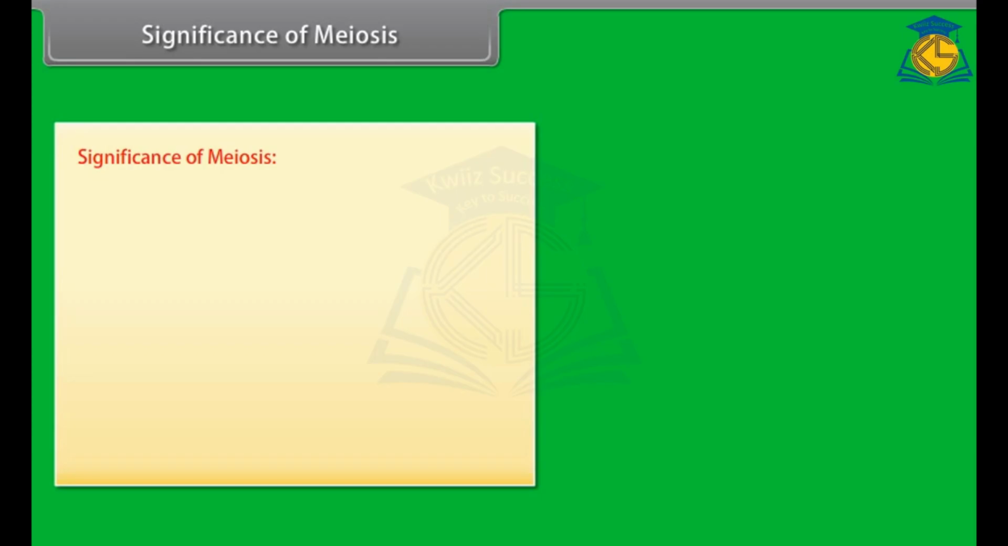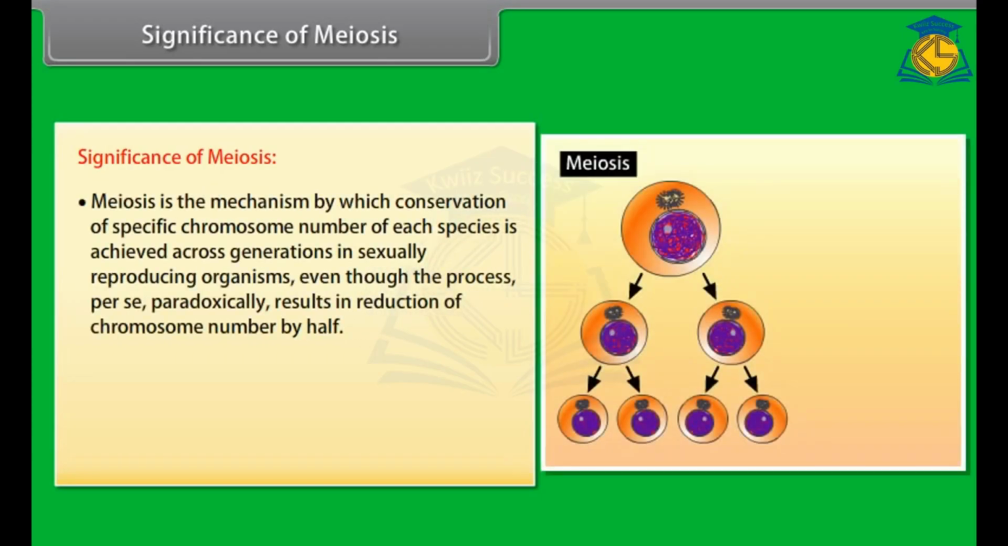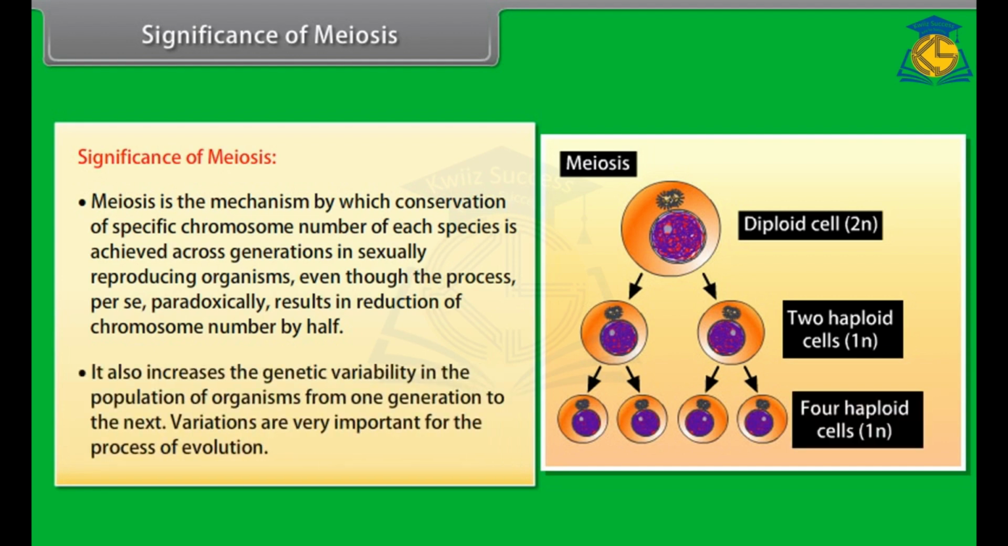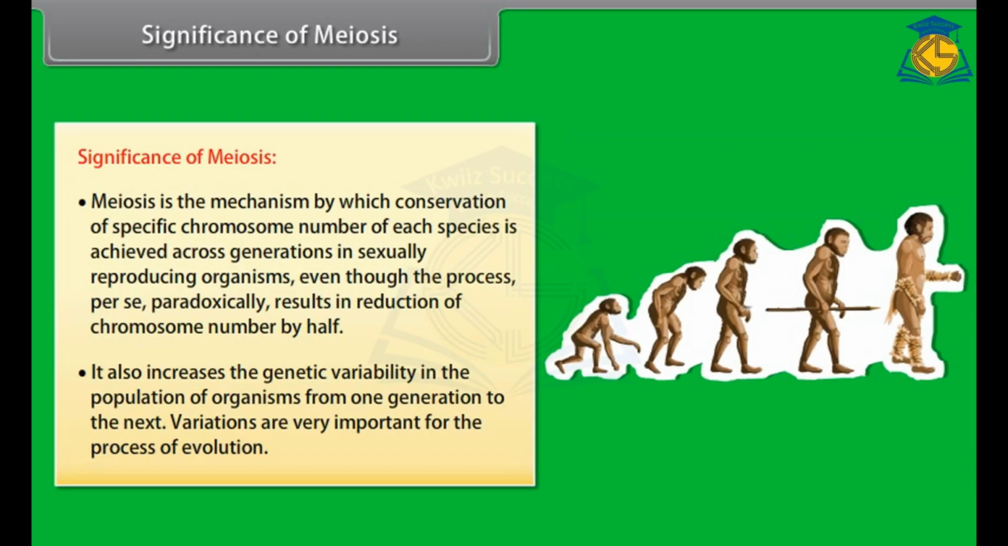Significance of meiosis. Till now we have learned the various stages of meiosis I and meiosis II. Now let us know what the significance of meiosis is. Meiosis is the mechanism by which conservation of specific chromosome number of each species is achieved across generations in sexually reproducing organisms, even though the process per se paradoxically results in reduction of chromosome number by half. It also increases the genetic variability in the population of organisms from one generation to the next. Variations are very important for the process of evolution.